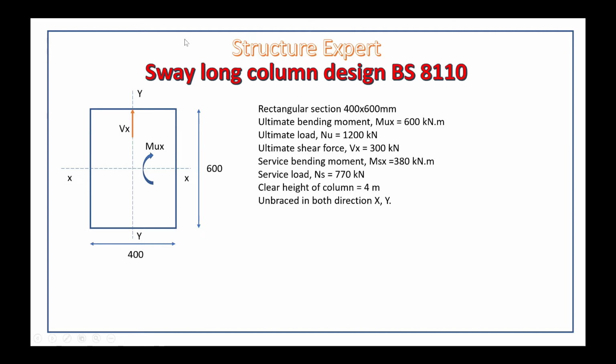Today we continue to design a square long column, or unbraced long column, with BS8110, the British standard code for concrete. We have a rectangular section 40 by 60 centimeter, and we apply the ultimate moment 600 kilonewton meter and the ultimate vertical load 1200 kilonewton.